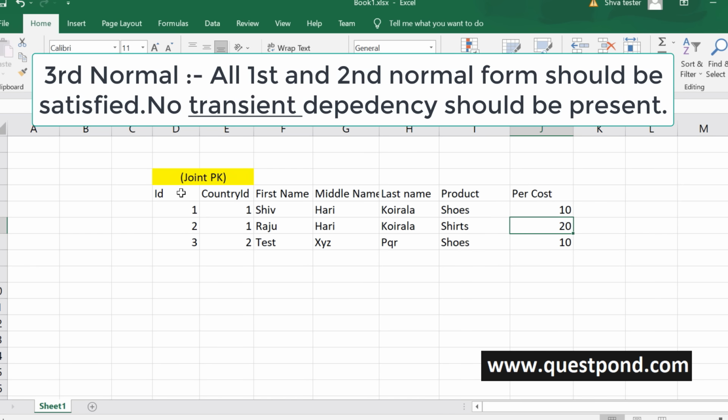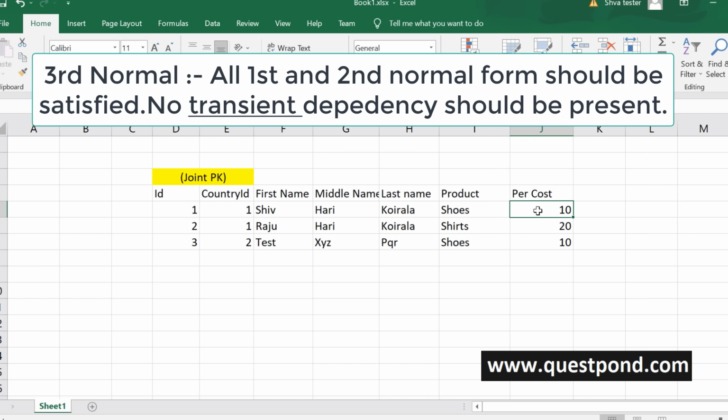For example, you can see here, this is the customer list, and it says that this customer has bought shoes, shirts and shoes. Now every product has a cost. Now that cost is also here in this table. Now this per product cost is dependent on this product out here.